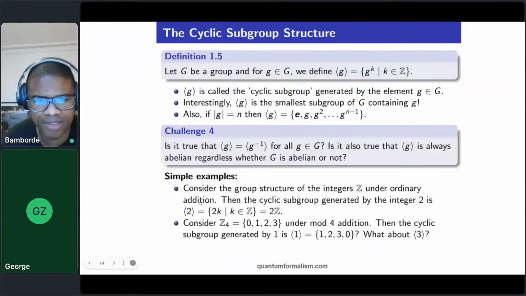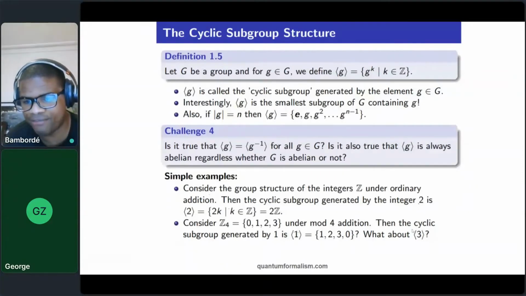Here are some simple examples. For example, in the integers, the cyclic subgroup generated by the integer 2 is this one here, which we write like this. Now consider Z4, again, with the mod 4 addition. I think we have the table in the previous slides. Then the claim is that the cyclic subgroup generated by 1 is this one here.